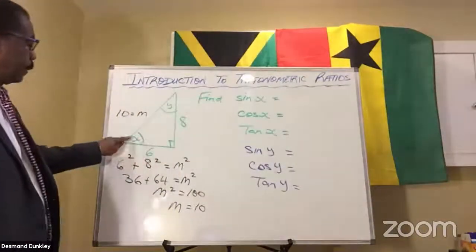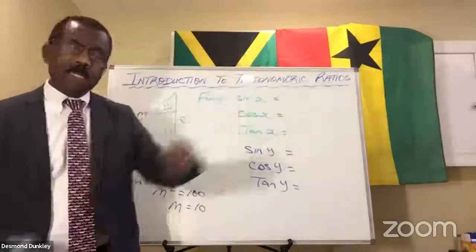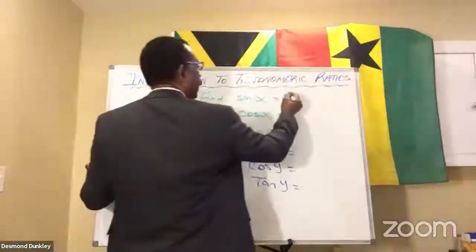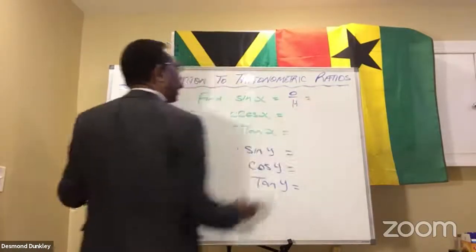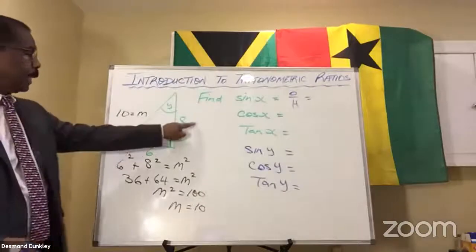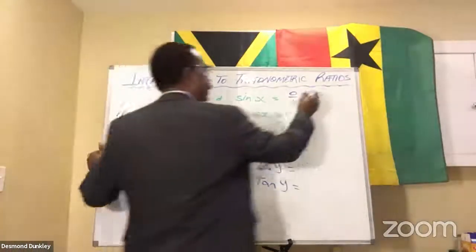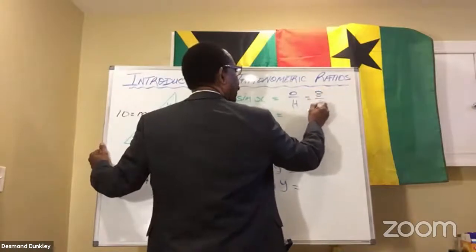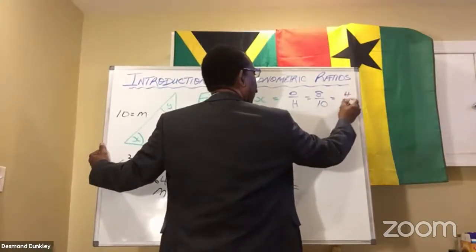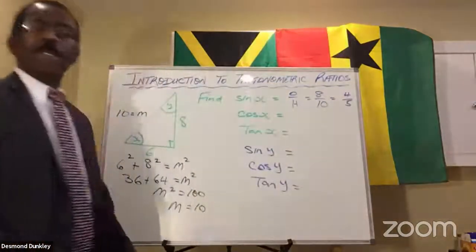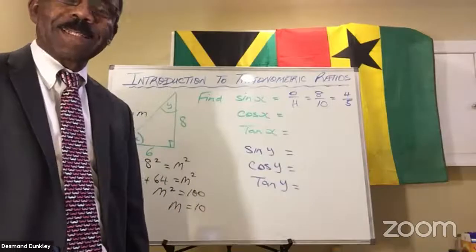So now we are ready to answer the questions. This is X. Sine of X is opposite over hypotenuse. And in this case, the opposite is 8, the hypotenuse is 10. So it is 8 over 10, which happens to be 4 over 5. We can simplify it to 4 over 5. So that's the answer for that.